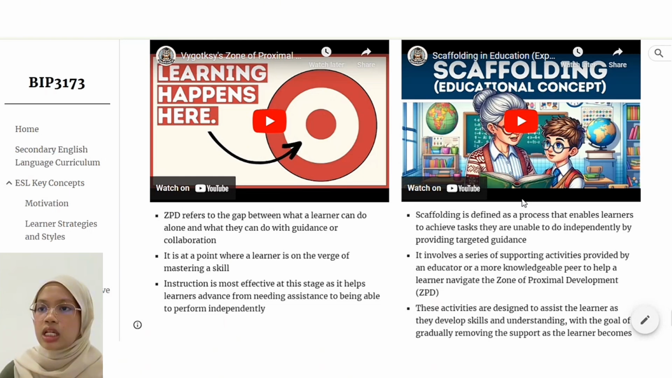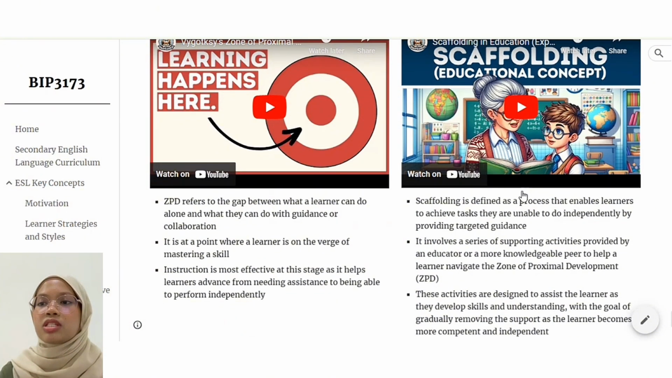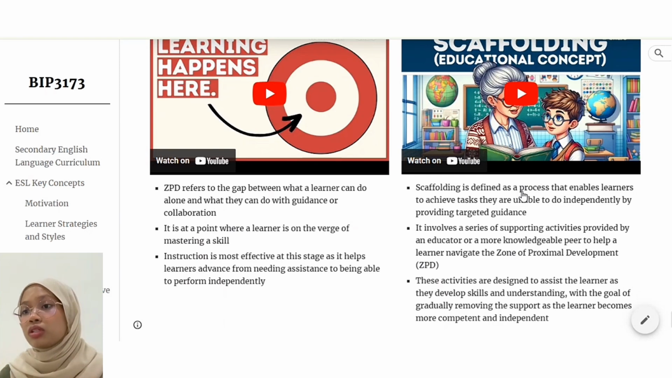Meanwhile, scaffolding is similar but defined a little differently. It is a process that enables learners to achieve tasks that they are unable to do independently by providing targeted guidance. It involves a series of supporting activities provided by an educator or a more knowledgeable person to help a learner navigate the zone of proximal development. These activities are designed to help learners develop their skills and understanding, with the goal of gradually removing the support as the learner becomes more competent.